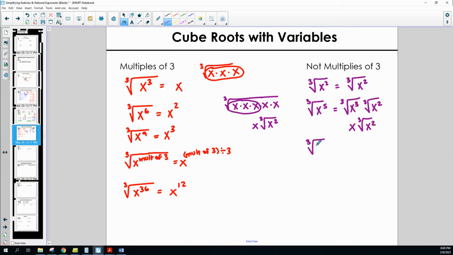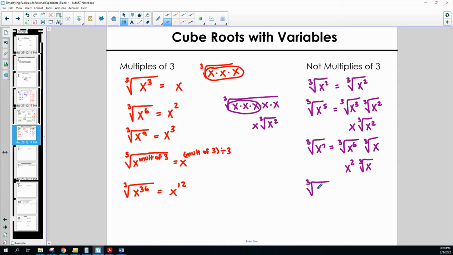If I have the cubed root of x to the 7th, 7 is not divisible by 3, so the closest number would be 6, and that means there's 1 x left over. So for the cubed root of x to the 6th, we're going to use the rule for multiples of 3. 6 divided by 3 is x squared, and then we have the cubed root of x left over.